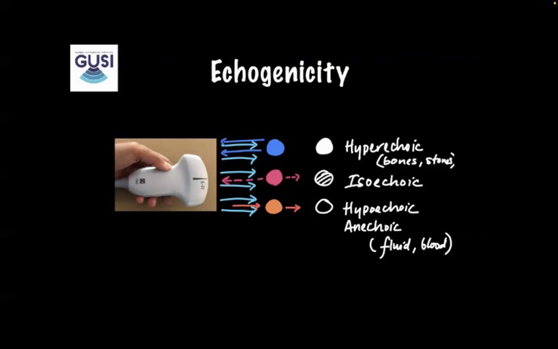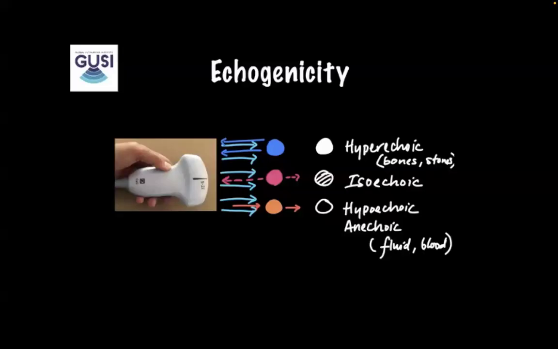Now, on the opposite side of things, if it is completely white, this is something that is highly reflective, highly rigid structures, similar to bones and stones. And these are hyperechoic, or bright white.